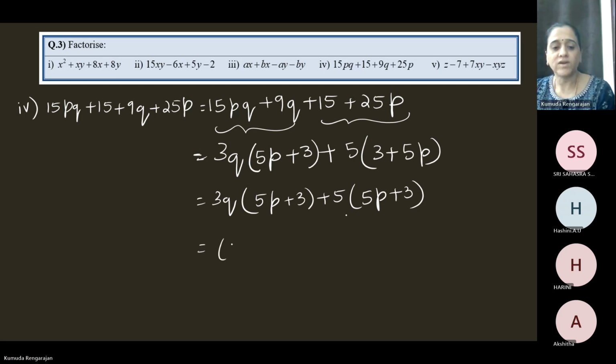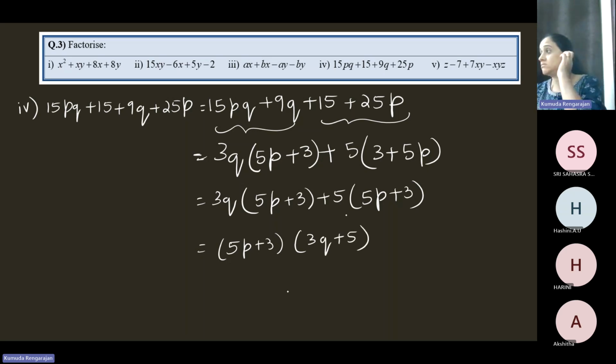Now, 5p plus 3 in one bracket and 3q plus 5 in the other bracket. Okay? Next. Is this fine?